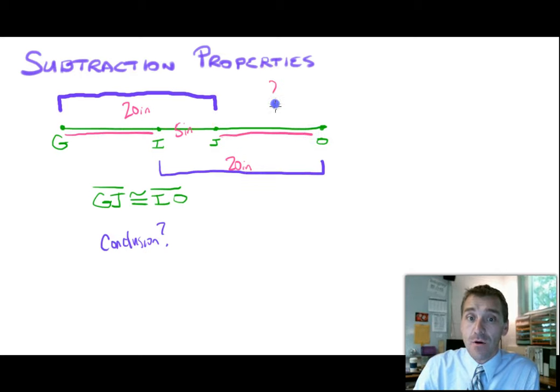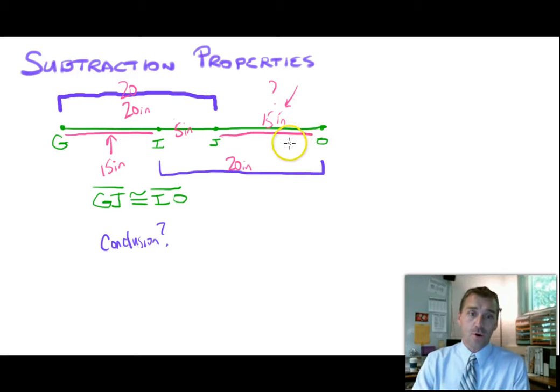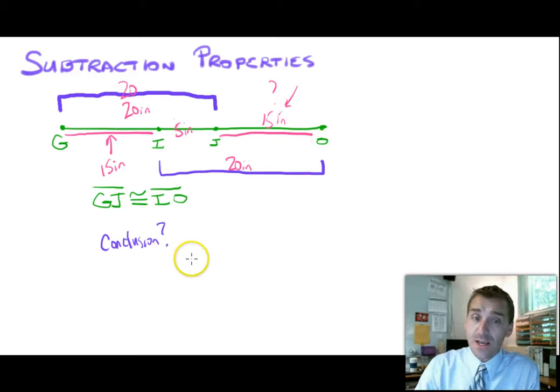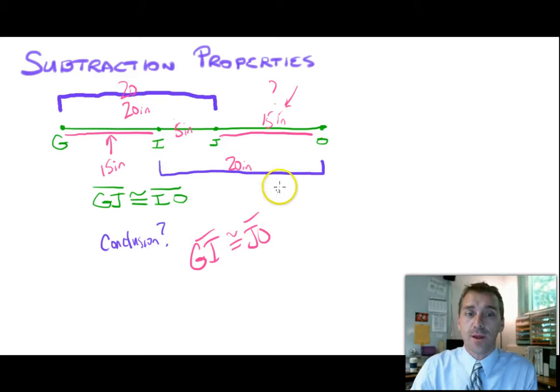Any questions there or any ideas? Well, sure. Through subtracting, this whole entire thing is 20, and subtracting away 5 would make this piece right there 15 inches. Same argument: since you know this piece is 5 and the whole thing from I to O is 20, just subtract the 5, and that would make this 15 inches. So just through simple subtraction in this silly example, you can easily conclude that GI would be congruent to JO. And that's a subtraction property idea.